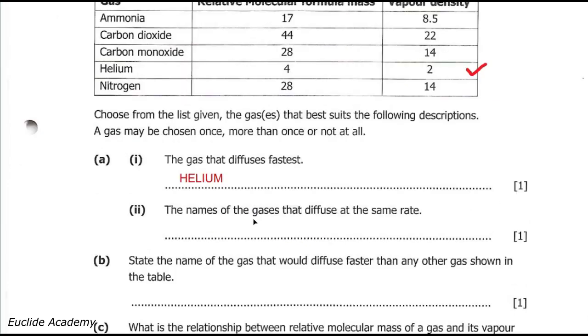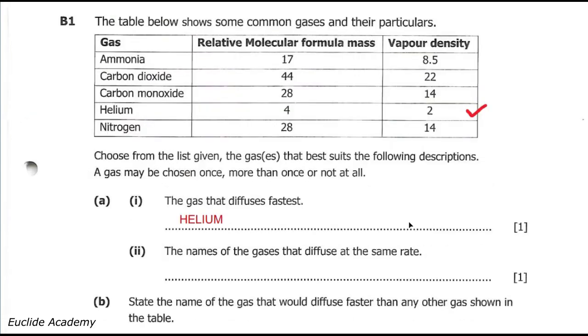Let's jump to the next question. The name of the gases that diffuse at the same rate. So which gases will diffuse at the same rate? So again, we just look at those which have similar relative formula masses as well as vapor density. So which ones are those? So we can see carbon dioxide and nitrogen are on the same vapor density as well as relative formula masses. So we basically expect these to diffuse at the same rate.